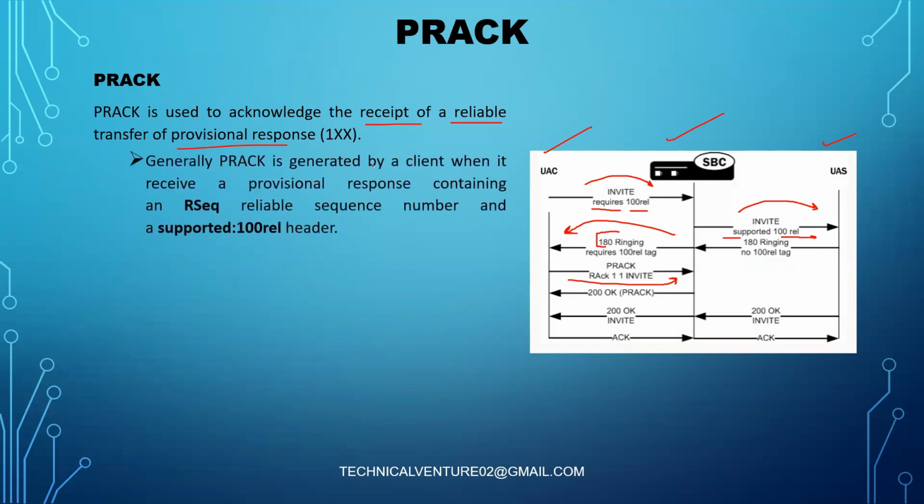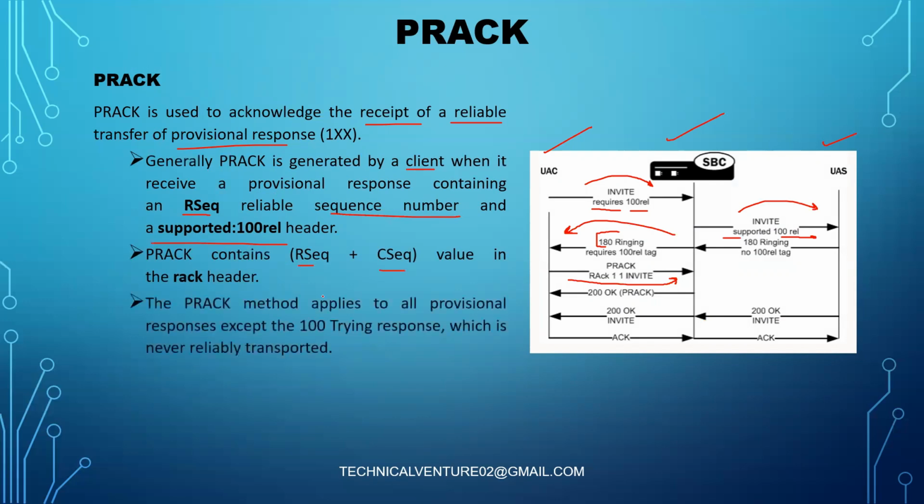Generally, Prack is generated by a client when it receives a provisional response containing an RSeq, reliable sequence number, and a supported 100rel header. The 100rel header should be supported, only then it will be there. Prack contains reliable sequence and CSeq values in the RAck header. The Prack method applies to all provisional responses except the 100 Trying response, which is never reliably transported. But if you want a Prack for 100 Trying as well, you can do that also.